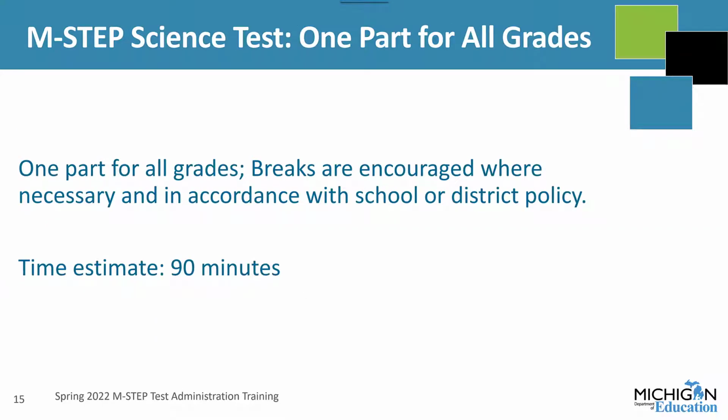The M-STEP science test includes 7 clusters in each grade. A cluster is an assessment task that includes a stimulus, which can include 1 or more parts, and 5 to 8 items. Each item cluster is aligned to one topic bundle of content standards. There is now 1 part for all grades. Breaks should be taken according to student need and school or district policy. The time estimate to complete the science test is 90 minutes for both grade 8 and 11. This time estimate does not include administrative tasks such as handing out test tickets or reading the directions.